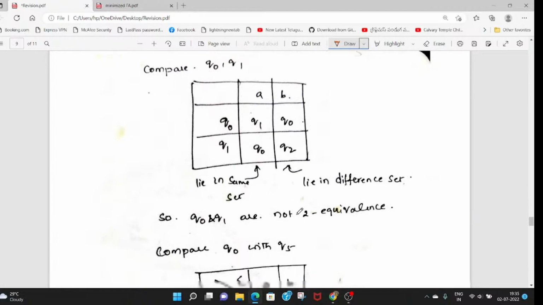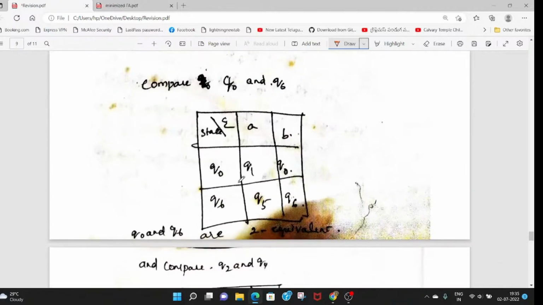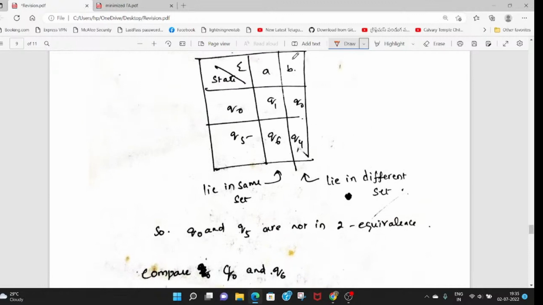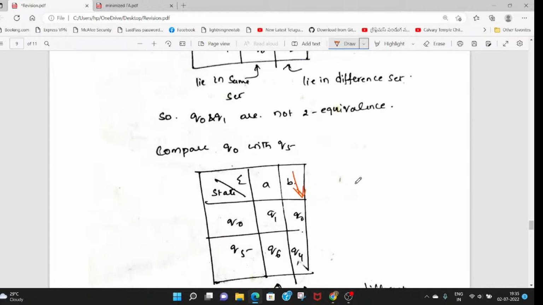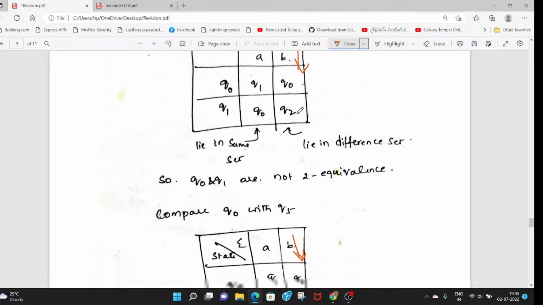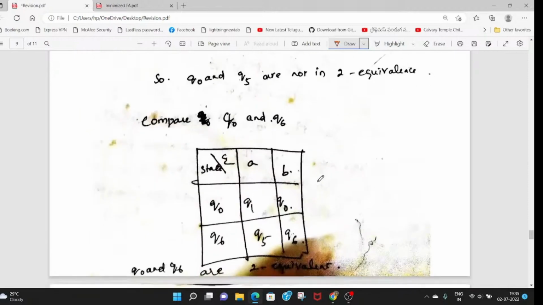So at the next level also, Q2 and Q4 will be grouped together. And here we are finding Q0, Q6 are equivalent. And here, at column B, Q0 is different from Q5. Q0 is different from Q5, so you have to separate it. And here also you are finding Q0 and Q1 are also different at state B. So now you can combine Q1 and Q5 for the next level as a group.